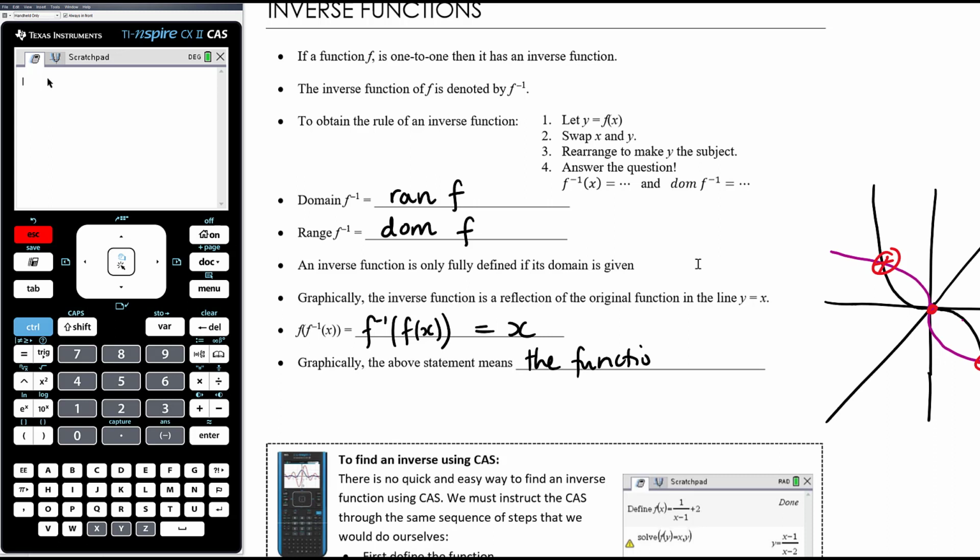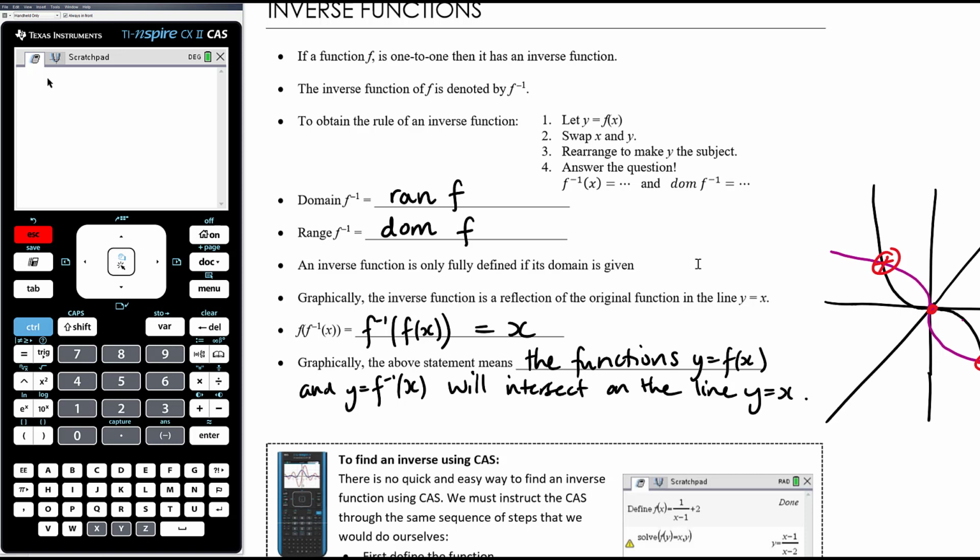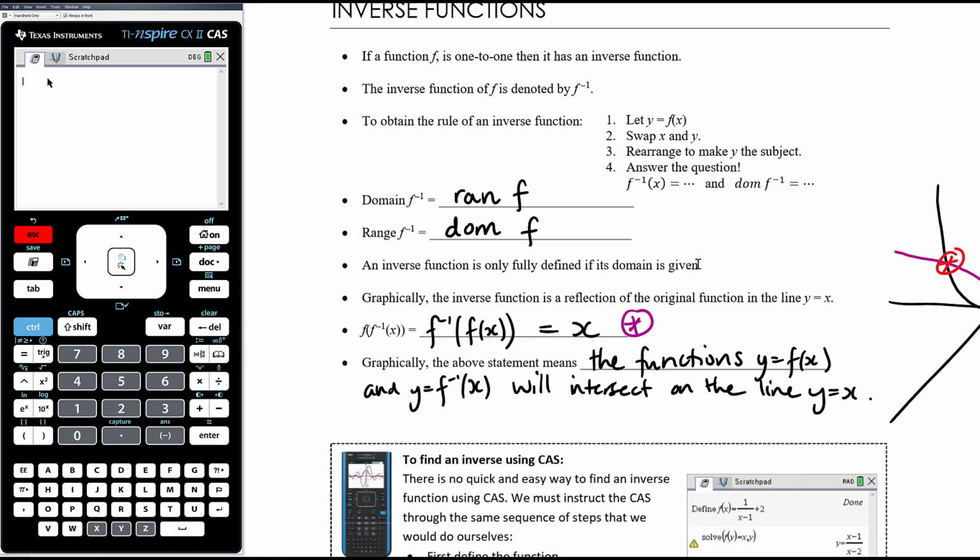Okay, so graphically, this statement means that the functions y equals f of x and y equals the inverse of f of x will intersect on the line y equals x. Now, many people sometimes use this idea for calculating an inverse function. Personally, I still stick to this. I find, for all intents and purposes of what we're doing, it works. I find it's more intuitive to understand what's happening for many students. But it is possible to use this idea, and I'll talk that through when we have a look at some examples.